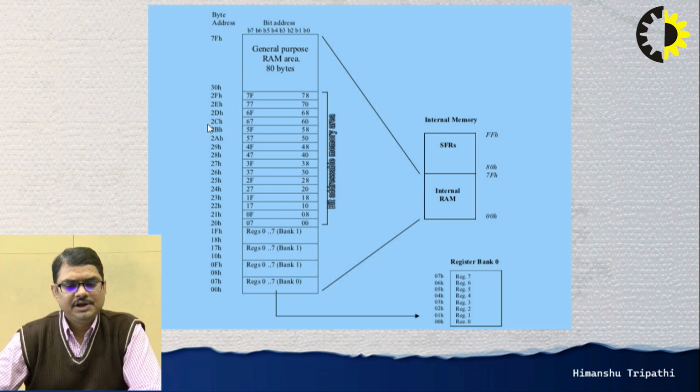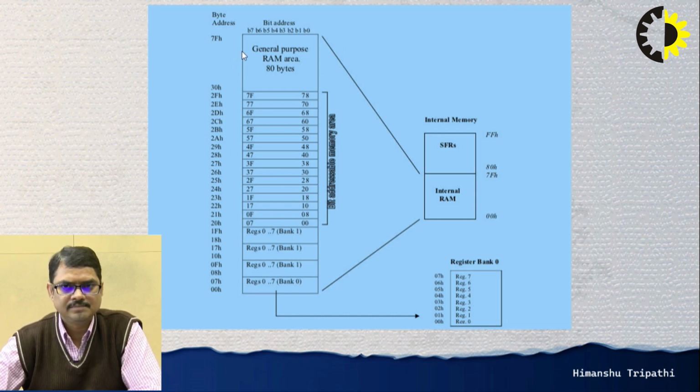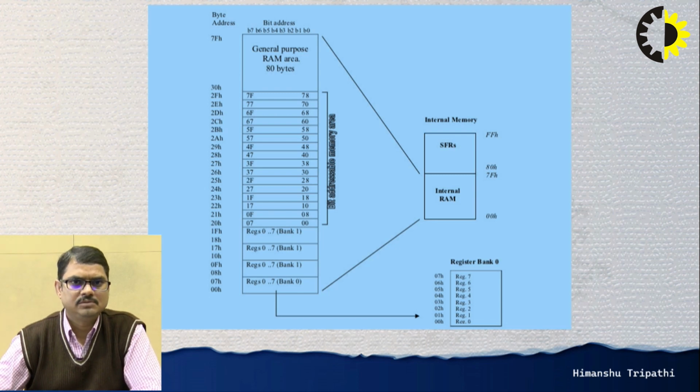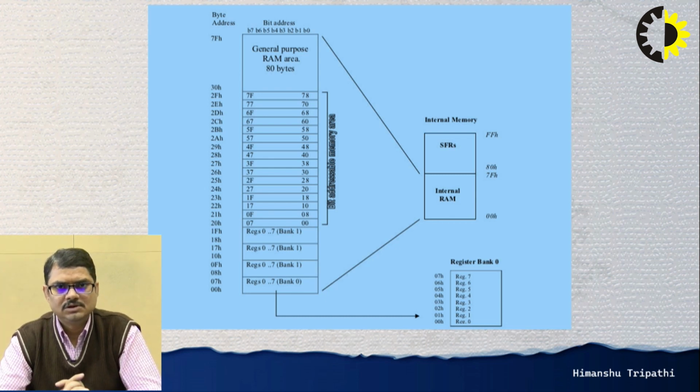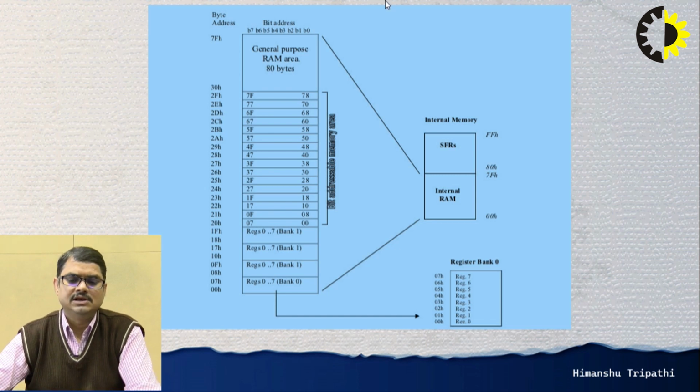After the 128 bytes of RAM that we have discussed here, we have another 128 bytes of area which is also part of the RAM, and this area is not available to the programmer for general purpose use. This area can be used only for some specific purposes. That's why we call this area the SFR, that is, special function register space.